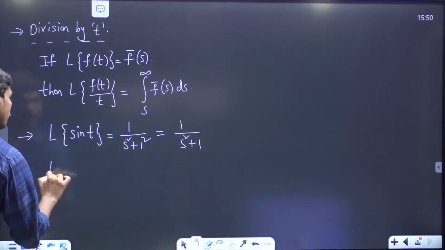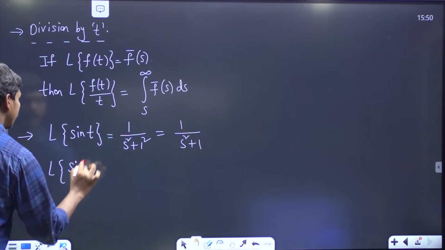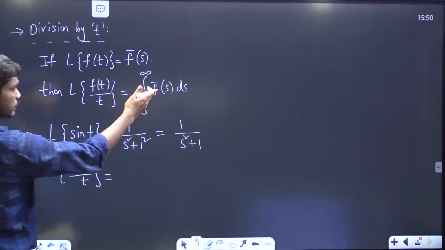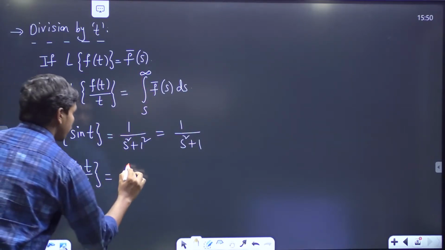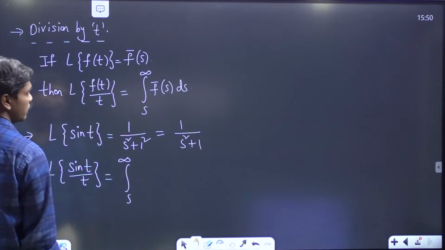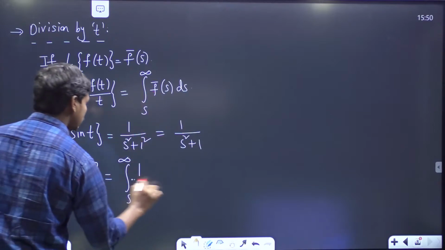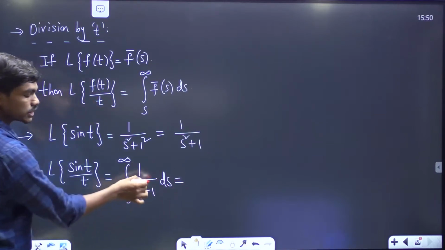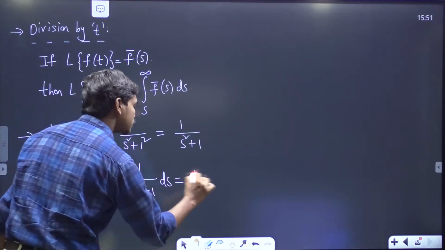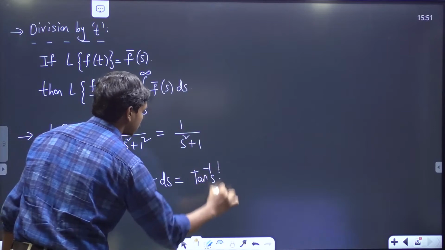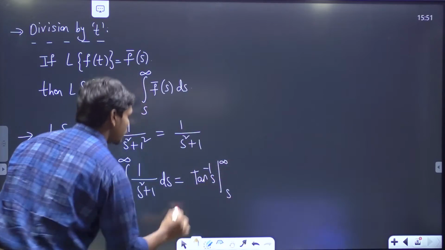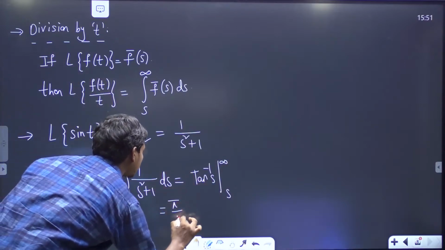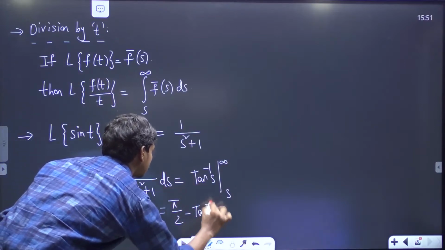So now if you put Laplace of sin t by t, as per this result, when you have division by t, you know it's integral s to infinity f bar of s, 1 by s square plus 1 ds. And you know the integration of 1 by s square plus 1 ds is tan inverse s within the limits s to infinity. So when you substitute infinity, tan inverse of infinity is pi by 2 minus tan inverse of s. This is what we have.